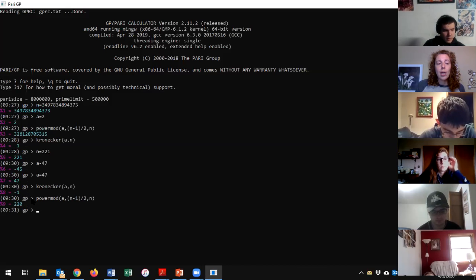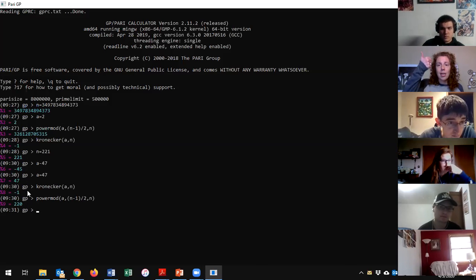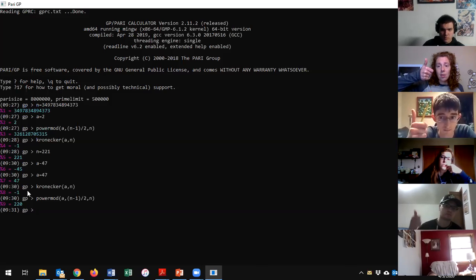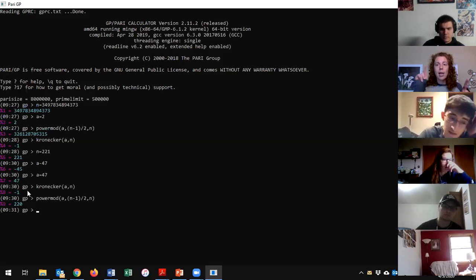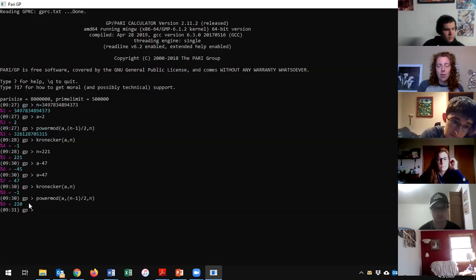Are these two congruent to each other mod n or not? Yes or no? Careful in this case. I've got a -1 and I've got a 220. Are these two congruent to each other mod n? Give me thumbs up, thumbs down. Yes, because n is 221, right? So -1 and 220 are congruent to each other mod n, and therefore I'm going to output prime.